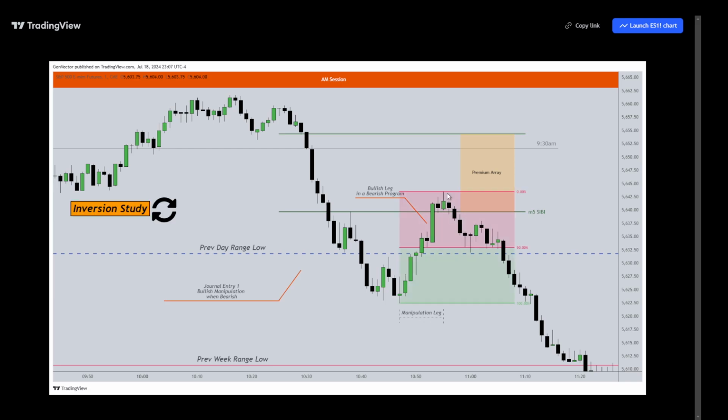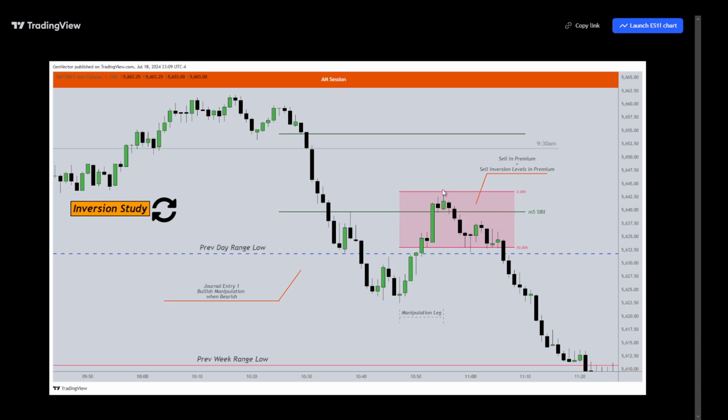So we're thinking about this manipulation leg, and we're using an inversion pattern. So we take that manipulation leg and we're going to set our range on the manipulation leg. Red is the premium, green is the discount. If we are sellers, we want to sell at premium. If we are buyers, we want to buy in discount. So with this manipulation leg in mind, we're focusing on the premium side of that leg.